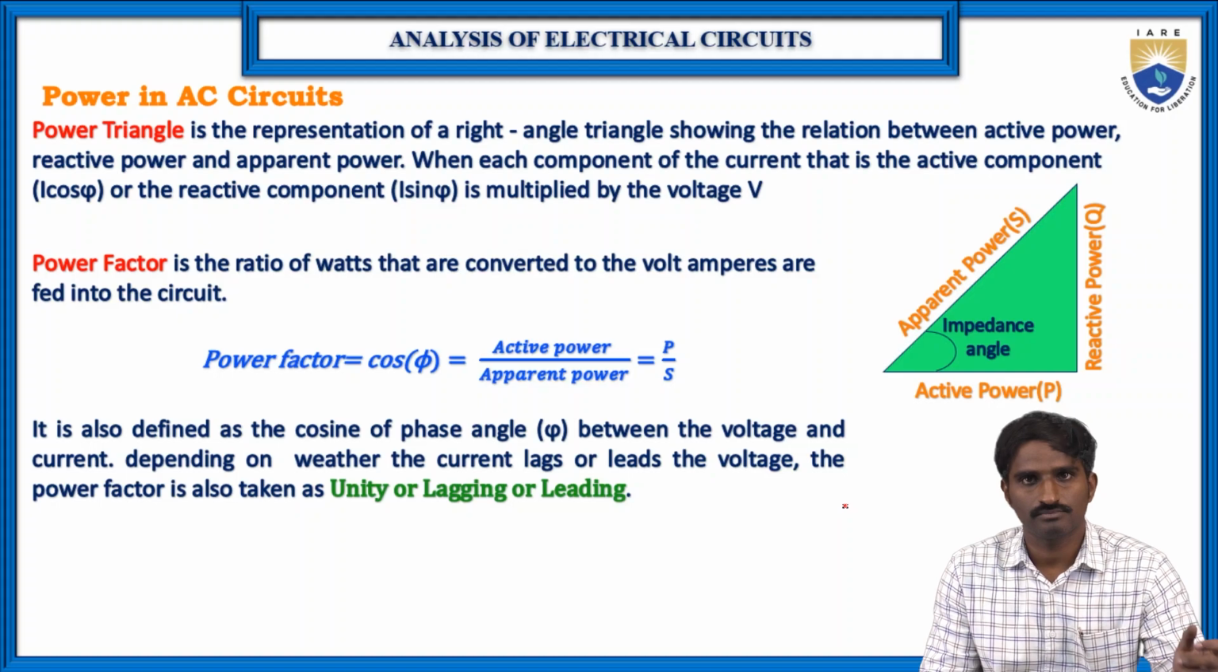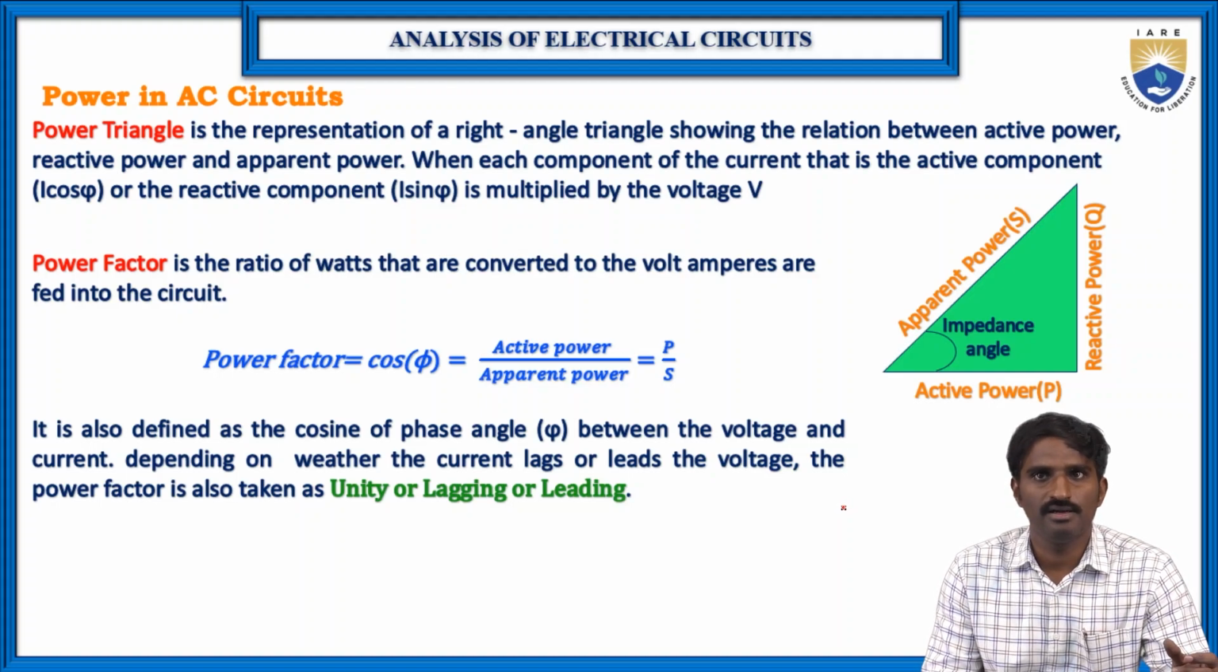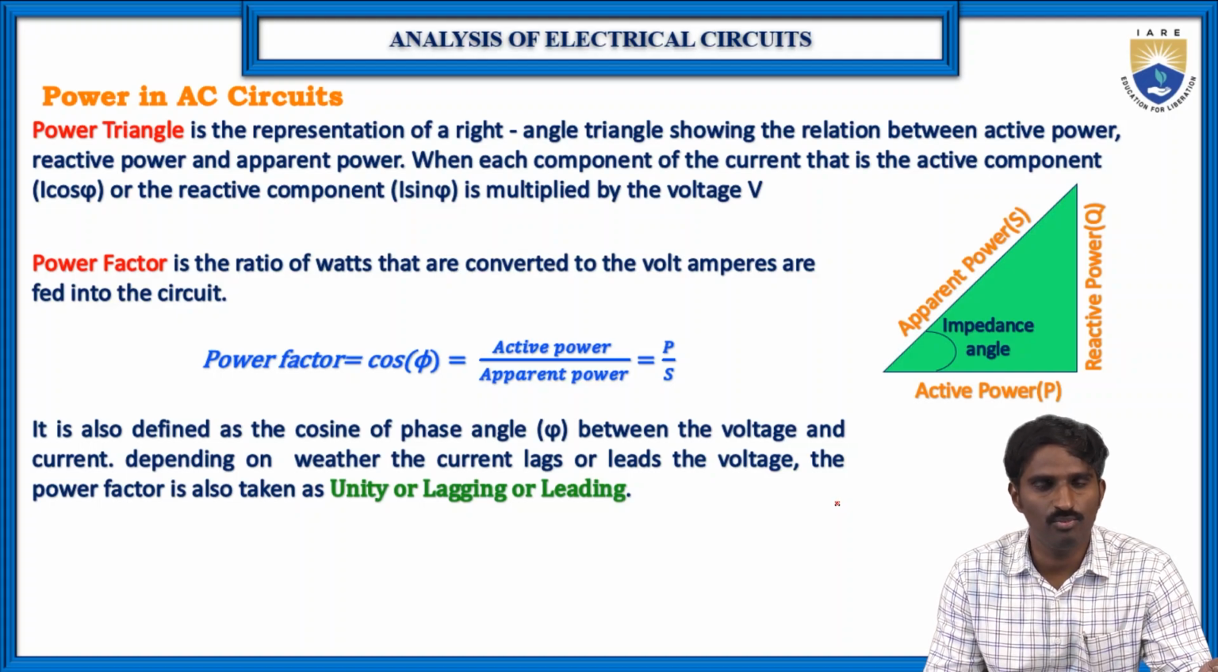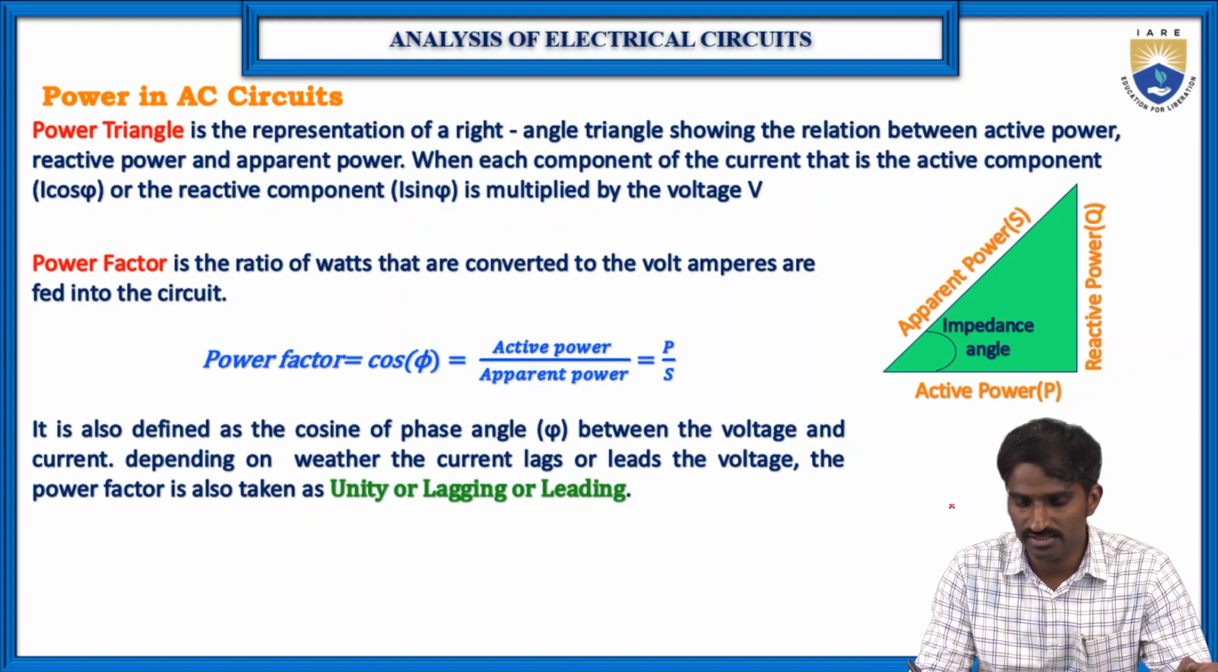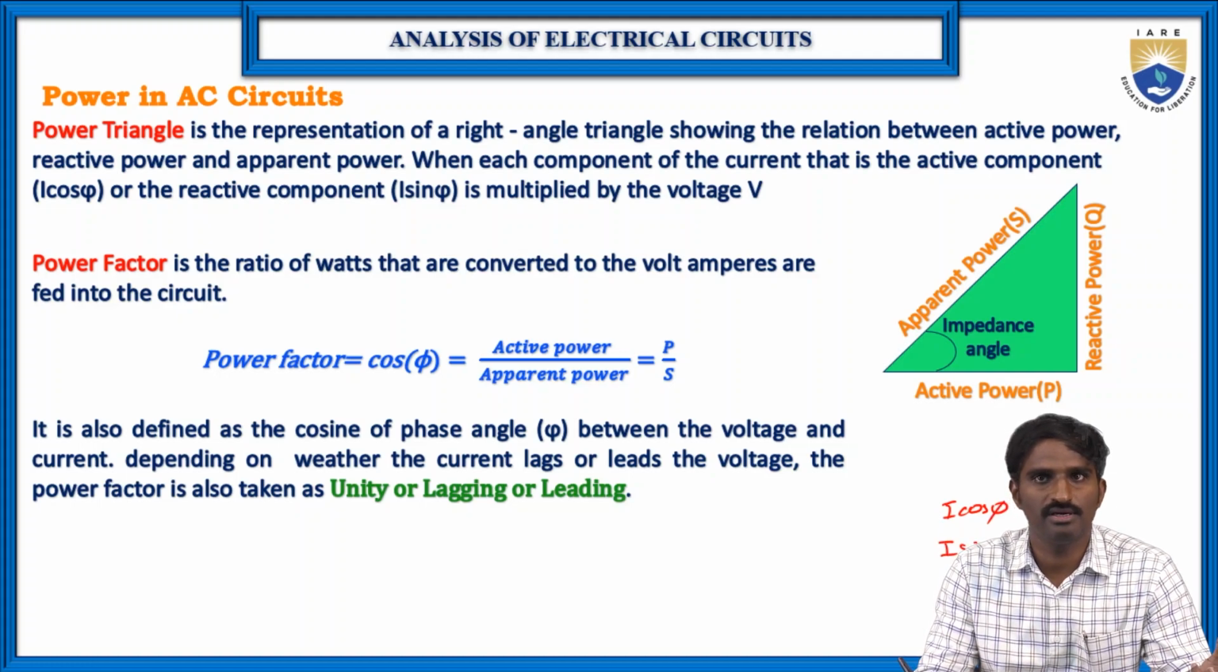So let us consider each component of the current. If it is the active component, then we usually represent it as I cos phi, and if it is the reactive component, then it is I sin phi. Like that we usually represent. And if it is a voltage, then V cos phi and V sin phi. That depends on which parameter we are considering.